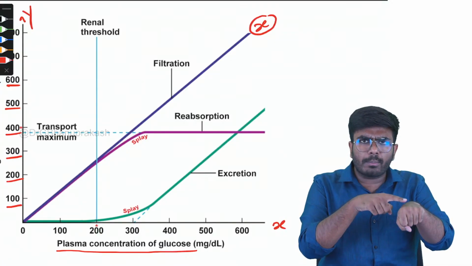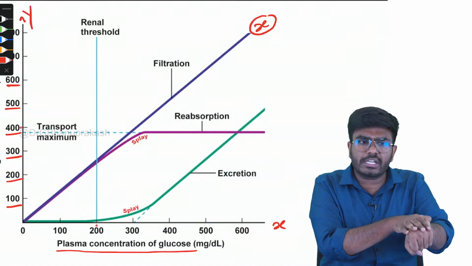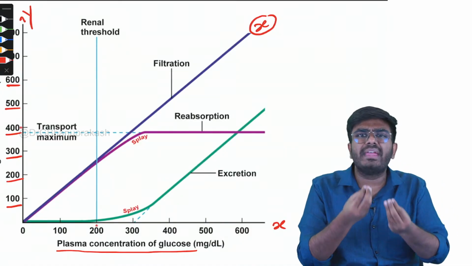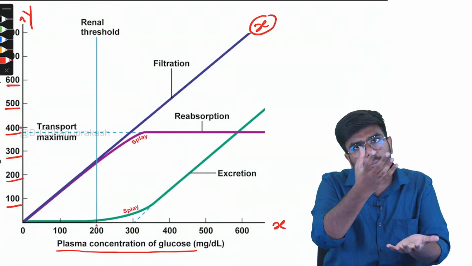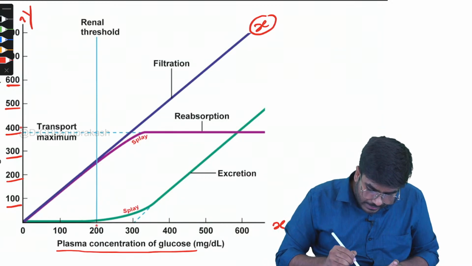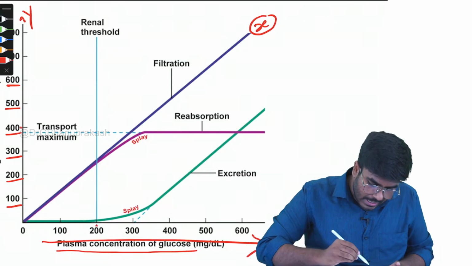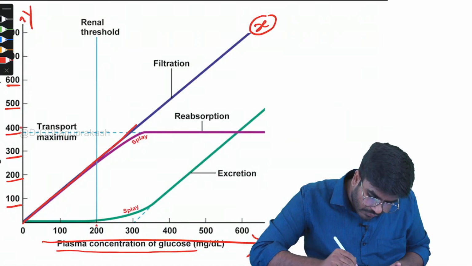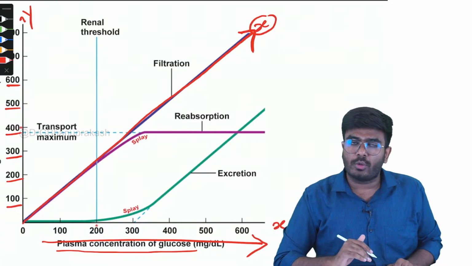The more you put into the blood, the more will be filtered. Simple, right? More plasma concentration, more will be filtered. So that's a basic thing. The more glucose you put into the plasma, the more will be filtered. That's the reason why, in this blue color graph, if the plasma concentration of glucose is increasing, filtration is also automatically increasing, which means more and more is getting filtered into the Bowman's capsule.